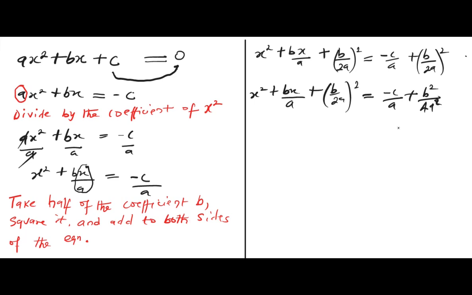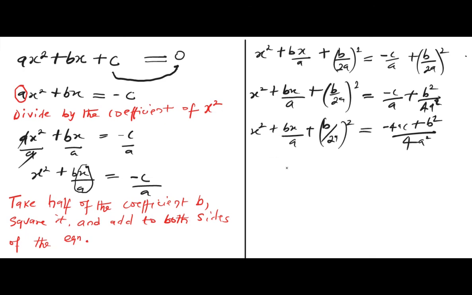Now let's simplify this. Let's find the LCM of 4a squared and a. I'm going to draw a line. The LCM of this is 4a squared. So 4a squared divided by a gives you 4a, and 4a times negative c gives you negative 4ac. Plus 4a squared divided by 4a squared is 1, and 1 times b squared gives you b squared. So you have x squared plus bx over a plus b over 2a all squared equals this.